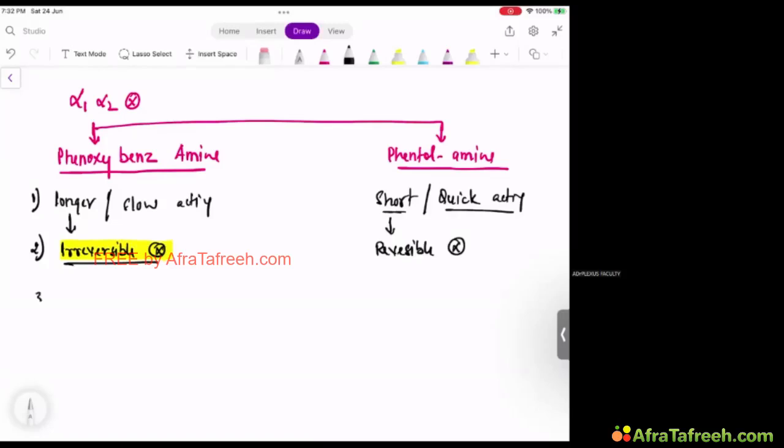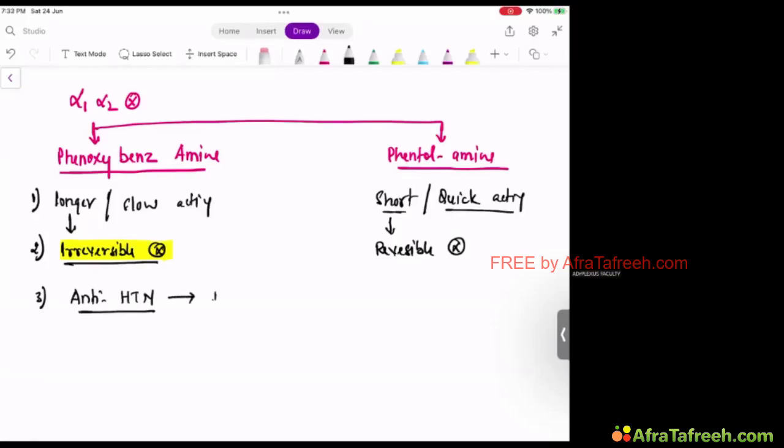Third point, both are used as antihypertensives. That is their main use. As I have already told you, all alpha blockers are antihypertensive. In which hypertensive situation are they used? They are used in pheochromocytoma.